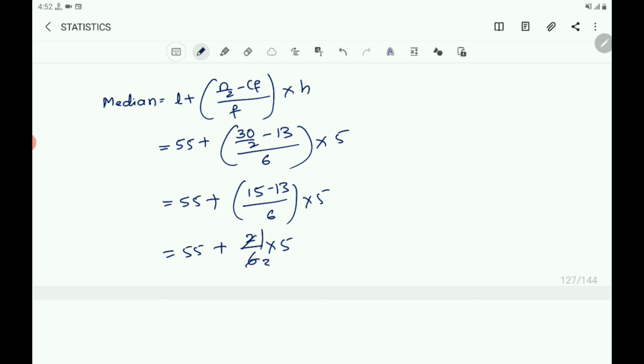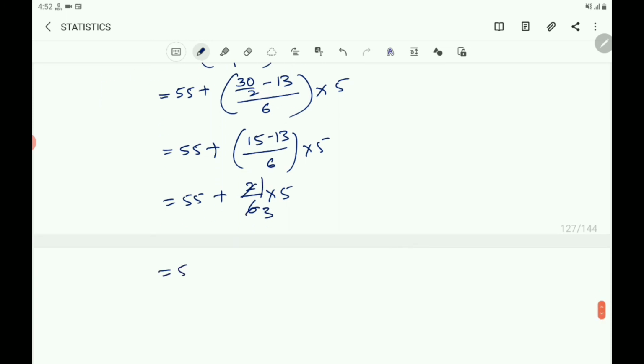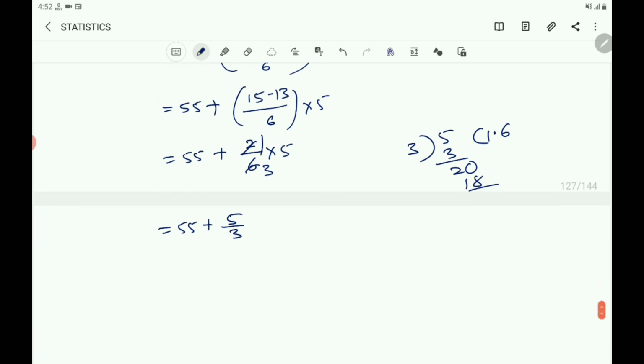2 ones are 2, 3 sixes are... Then you will get 55 plus 5 by 3. 5 divided by 3. 3 ones are 3, 2, 0. So 3 sixes are 18, 2. So you will get 1.66. You are going to get 6 recurring. So you can write 1.67 approximately, 55 plus 1.67.